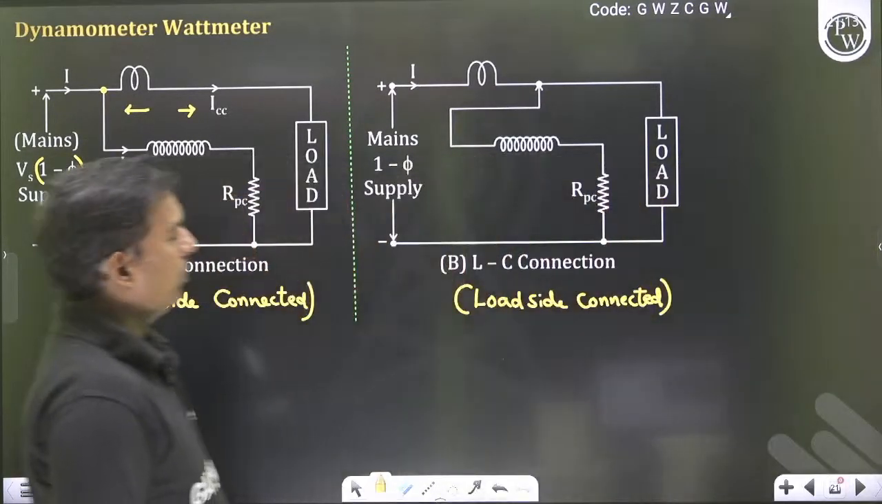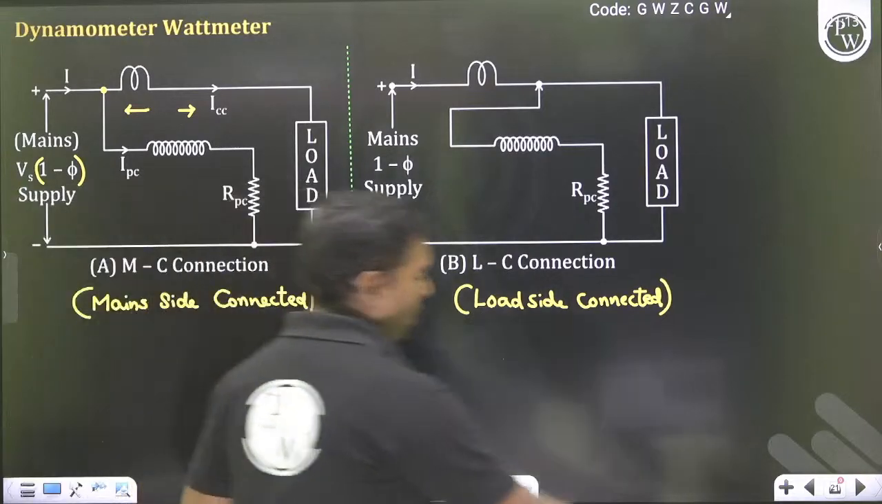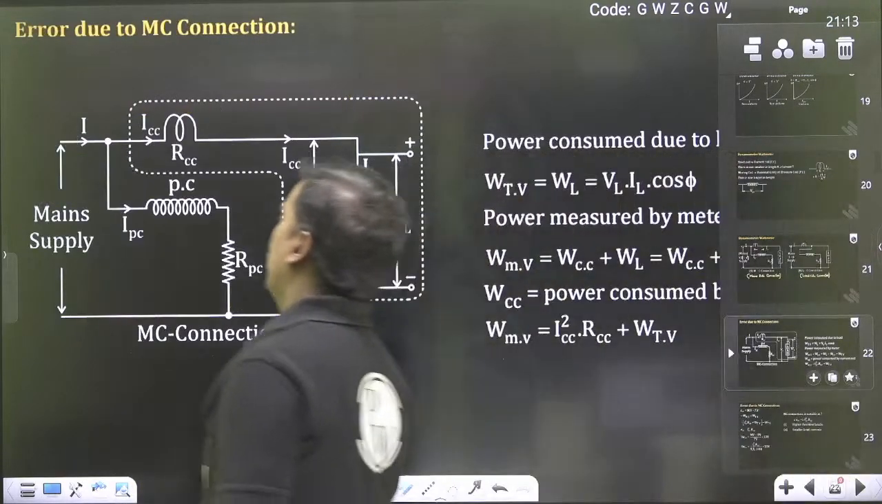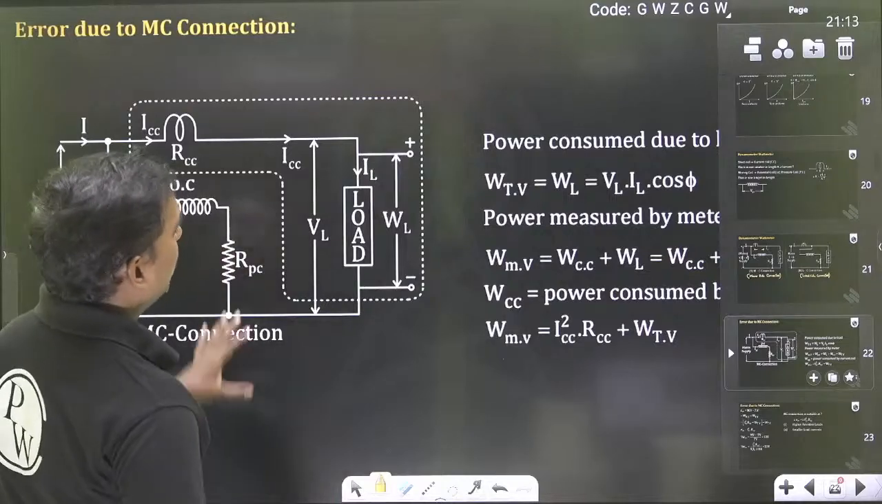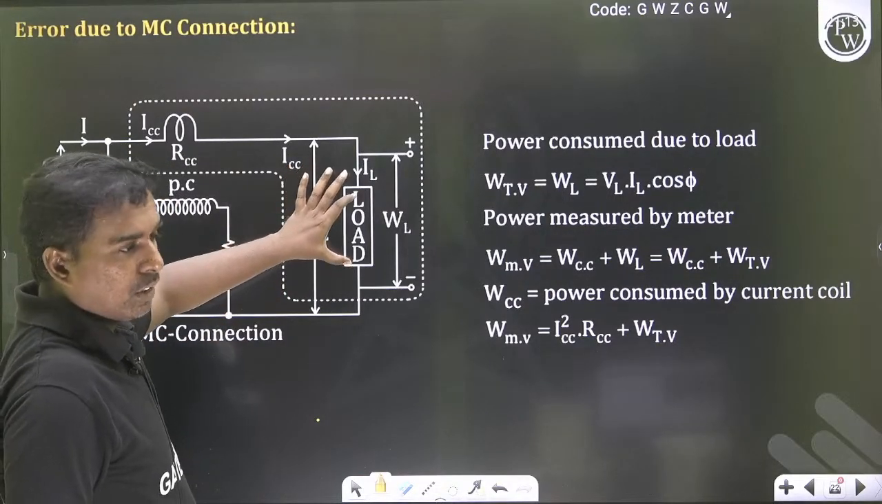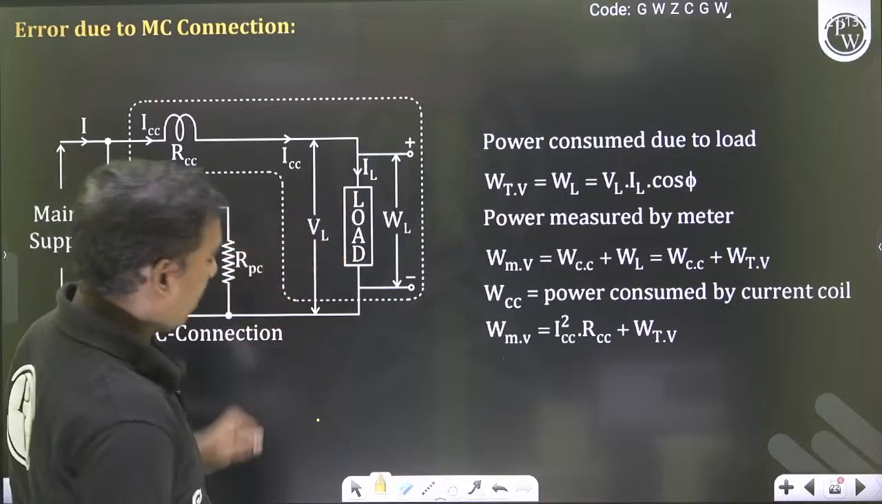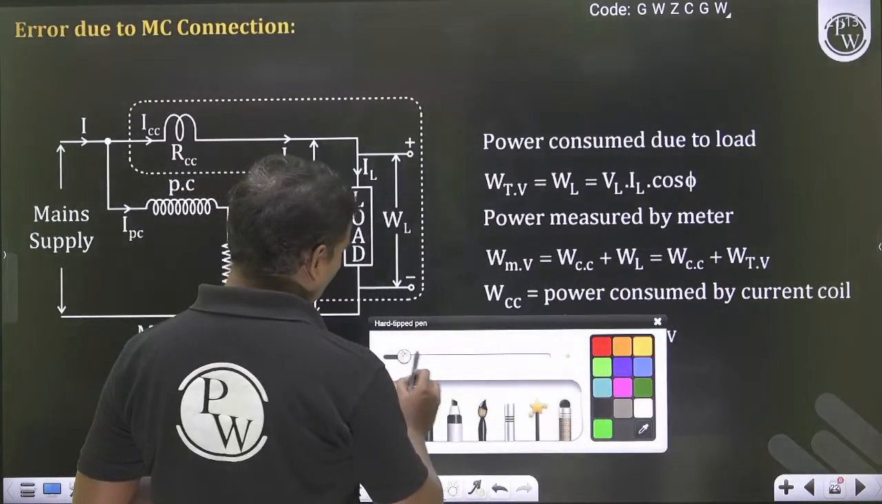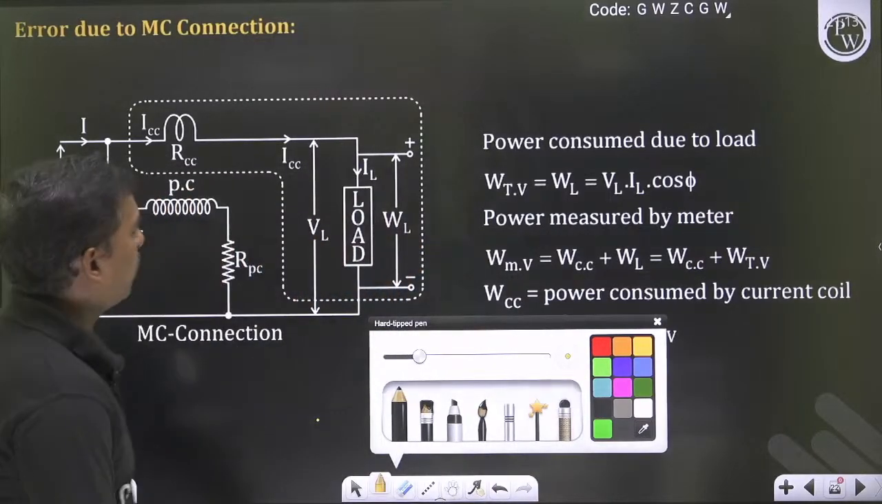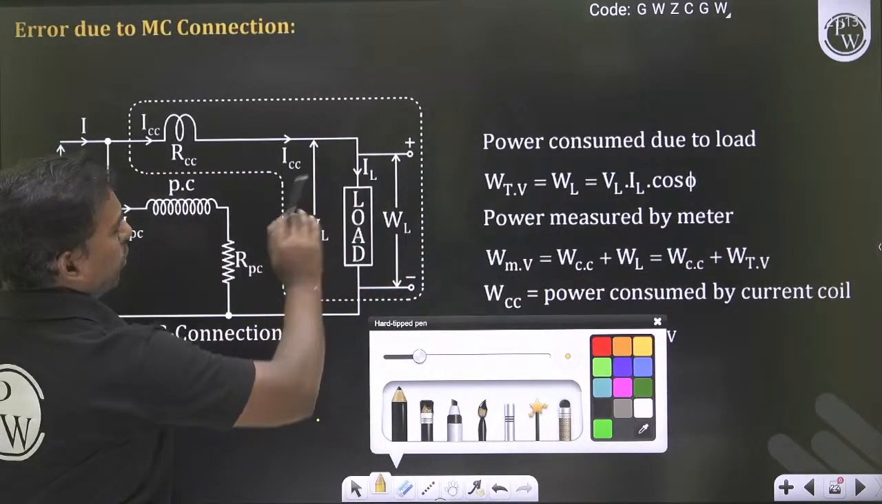Okay, chalo. Now let us go for the step by step. First connection. So if you see the MC connection, in MC connection the true value is what? This is the true value, the power consumed by the load, that is the actual true value. So power consumed by the load का formula क्या है? So power consumed by the load is called VLIL cos phi, that is the voltage across this load and current passing through load and cos phi.